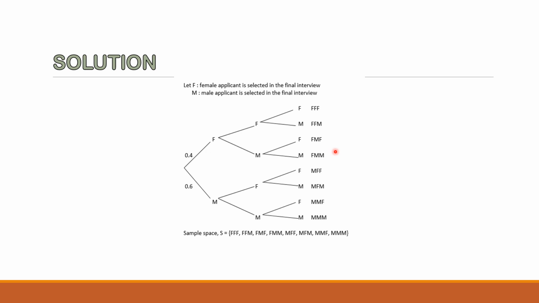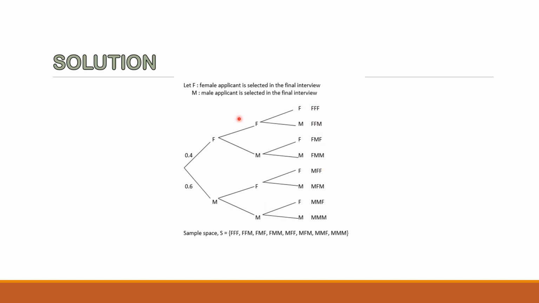We can use a tree diagram to solve this problem. We have the first trial, whether we get a female or male. Second trial, whether we get female or male. And the third trial, whether we get female or male. Right, we continue, draw the tree diagrams as shown here.